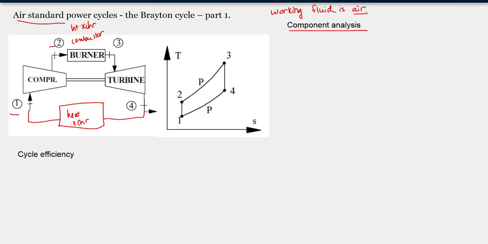But because the working fluid is air, notice there's no saturation region, right? We're not going to have any phase change in this system. If we were to draw the saturation region, it'd be somewhere down here, right? It'd be off the scale.